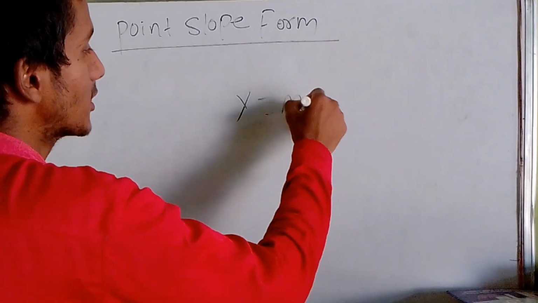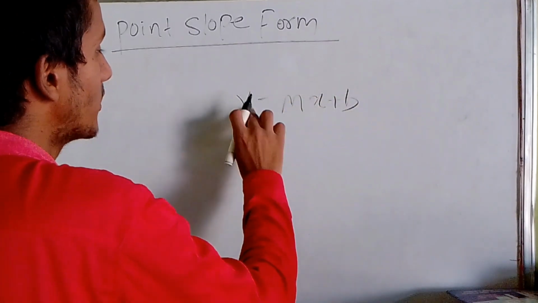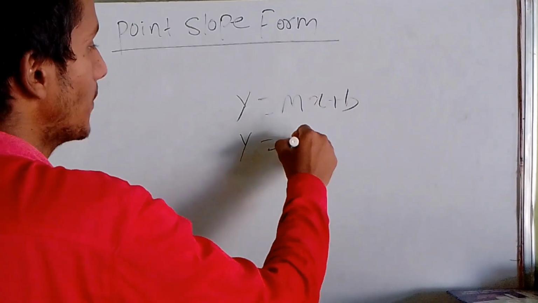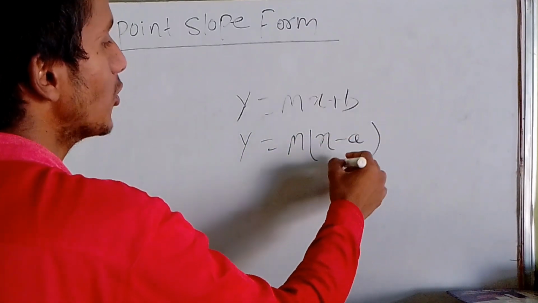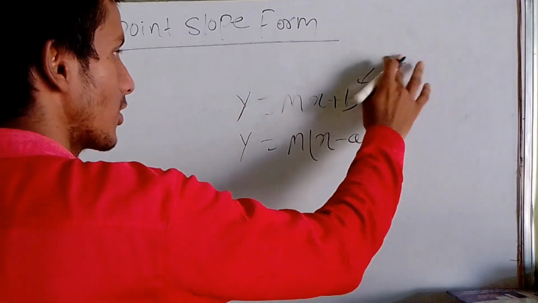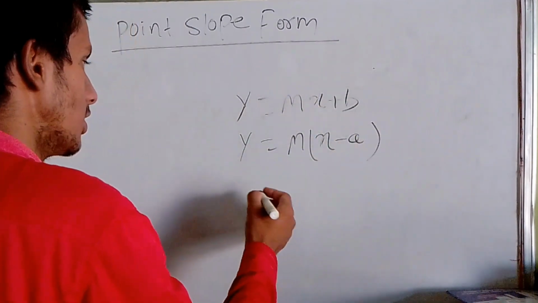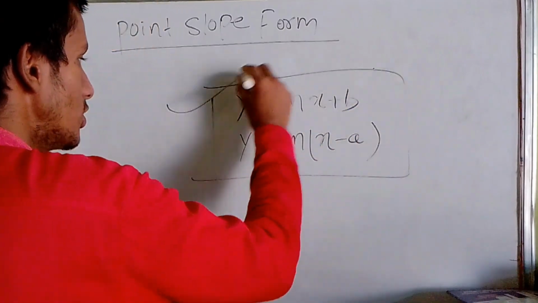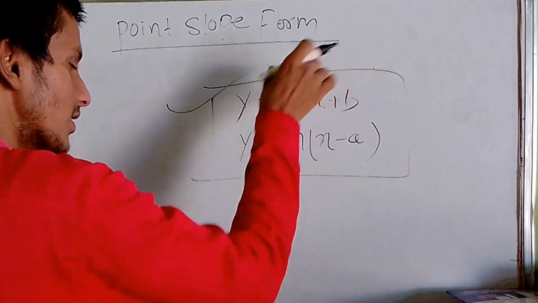y is equal to mx plus b. Another form of this is y is equal to m times (x minus a), where a represents the x-intercept and b here represents the y-intercept. So this was the slope-intercept form. This is mostly used because if you further simplify this, you're going to get into this.